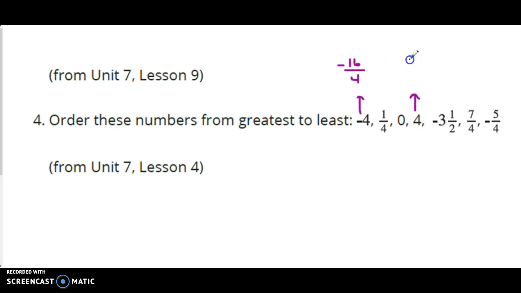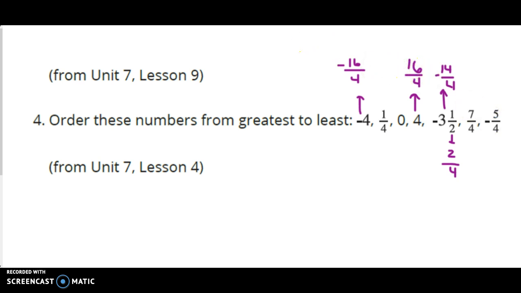How many fourths would 4 be? I'm going to multiply by 4. So this would be 16 fourths. -3 1/2. Well, let's do this in 2 steps. 1/2 would be 2 fourths. So if I have -3 and 2 fourths, I'm going to multiply 3 by 4, which is 12, plus 2, which is 14. So that'd be -14 fourths. 7 fourths is good, it's already as fourths. And -5 fourths, it's good, it's already as fourths.